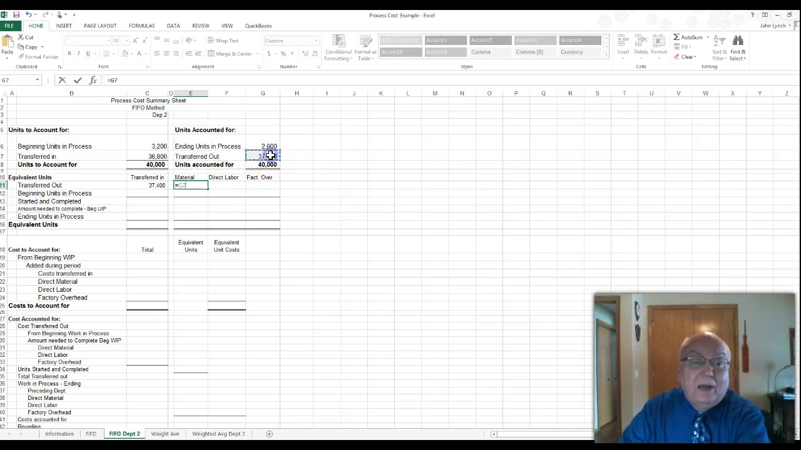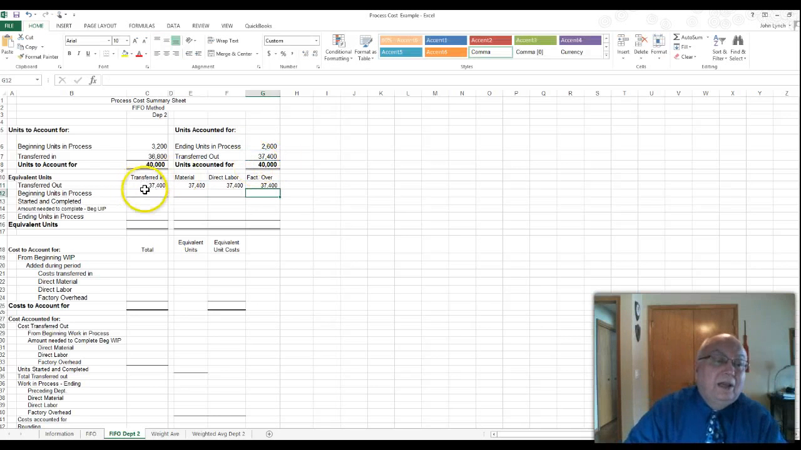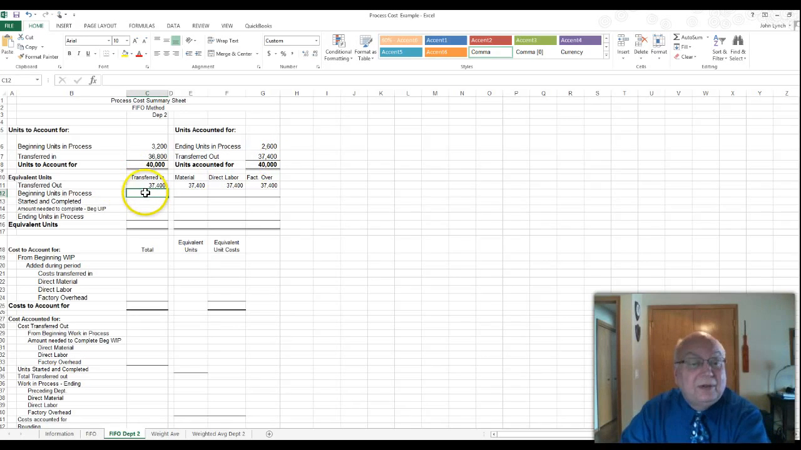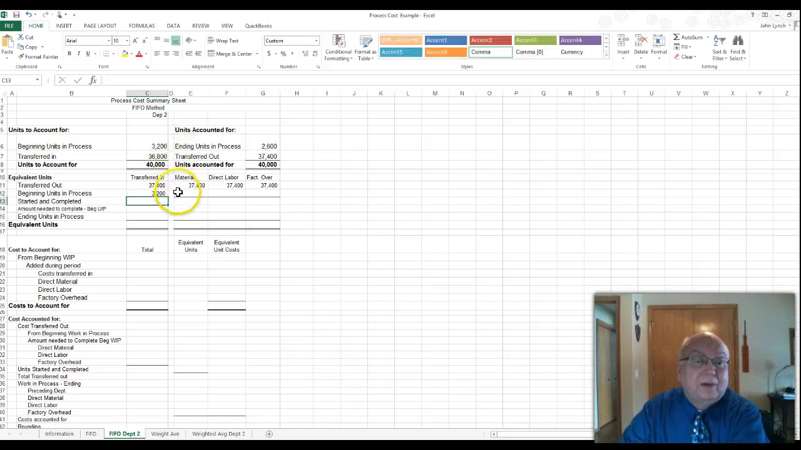Now I also have a new column here that you probably noticed that a lot of books don't have, and that is the transferred in column. The transferred in column is exactly that. That's what you transferred in from the previous department, okay? Which is also what you transferred out. So you transferred in 37,400, completed them, so transferred them out. Okay. Now again, 3,200 is what we want to do this month. So it's 3,200 all the way across.